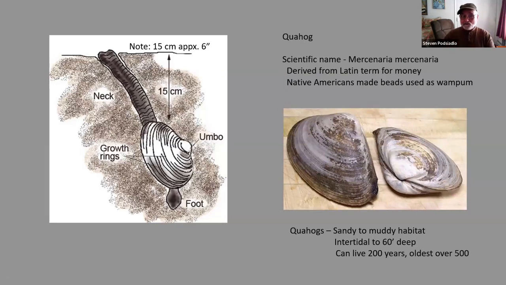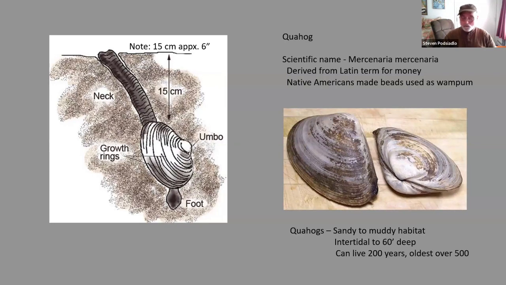They can be intertidal to 60 feet deep. Excuse me, yeah, in water 60 feet deep. And they can live 200 years. And actually the oldest that they've noted is 507 years old. And the age of a quahog or a clam can be found by counting the rings that are on the shell.